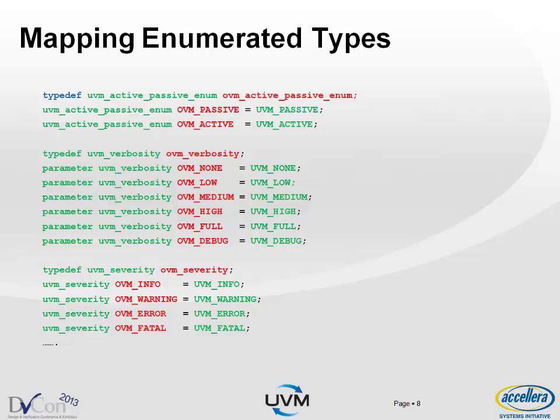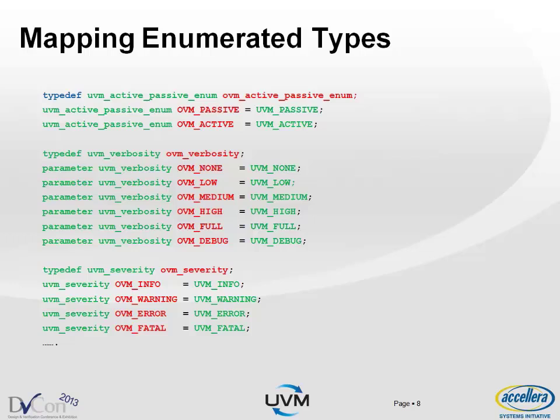So we typedef UVM, for example, active passive enum to OVM. And then we define the OVM passive to be UVM passive, OVM active to be UVM active. Same thing for verbosity. Typedef all the OVM none to UVM, assign OVM none to UVM none, OVM low to UVM low, and so forth. And then for the OVM severity, same concept, you typedef it, and then you assign all the labels to the UVM equivalent.